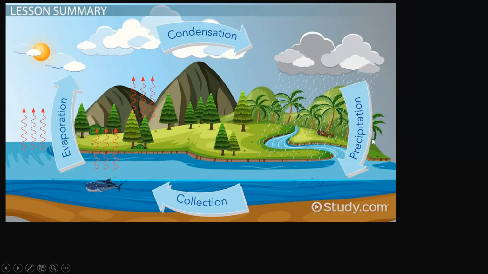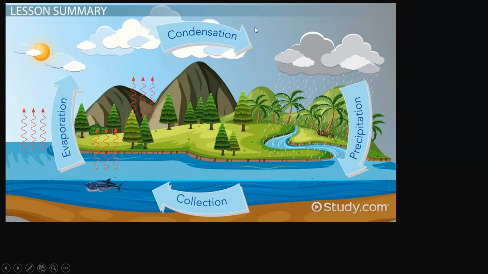So let's take a look at some of the things in the water cycle. Over here, we have an ocean or a lake or something like that, some kind of body of water. And what happens to this water? Well, it evaporates and goes up into the sky. Now, when it rises high enough, it cools down. When it cools down, it turns into tiny water droplets that make up the clouds.